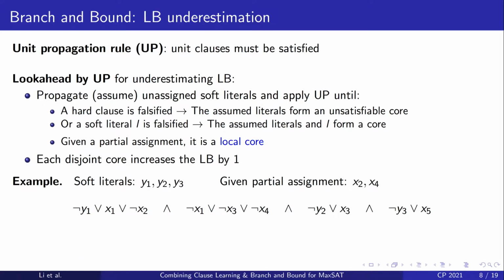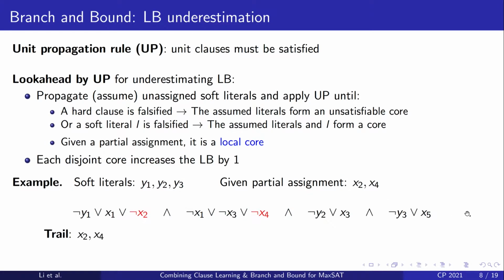So I will explain this method to underestimate the lower bound that is based on unit propagation. I will explain that with an example. Suppose we have this partial MaxSAT formula here. There are 4 hard clauses, and we have 3 soft literals, y1, y2, and y3. And we start with the partial assignment x2, x4. And the first thing we will do is assign some of these soft literals that are unassigned. We start with y1.